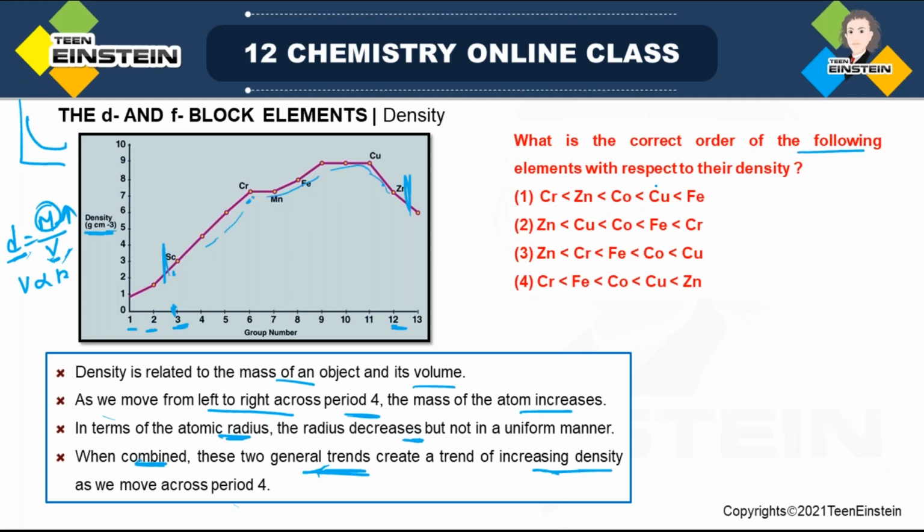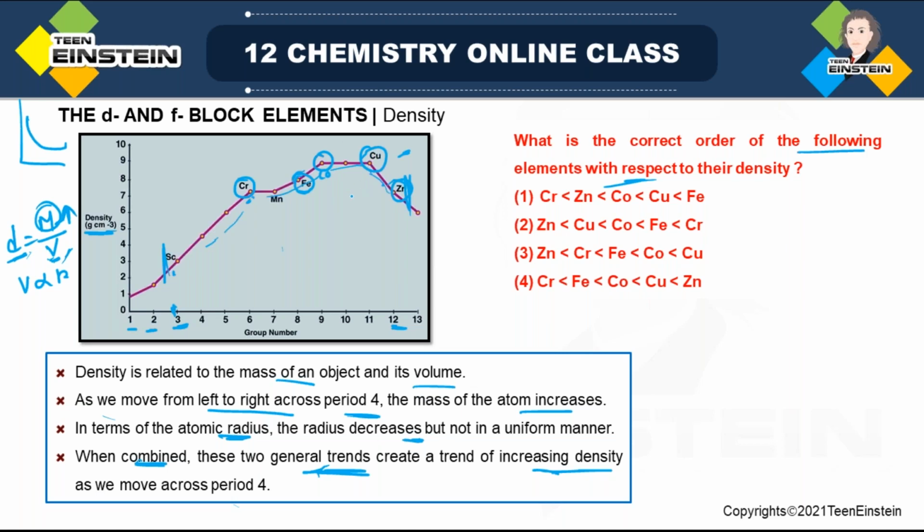What is the correct order of the following elements with respect to their density? Here we have only 5 elements: chromium, Zn, copper, iron, and after iron there will be cobalt. From this graph, it is clear that copper has the maximum density, isn't it? I can understand that it is really not possible to remember the actual trend.